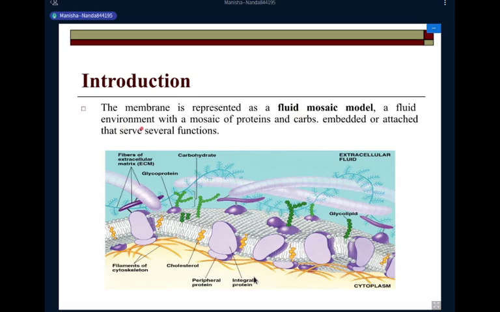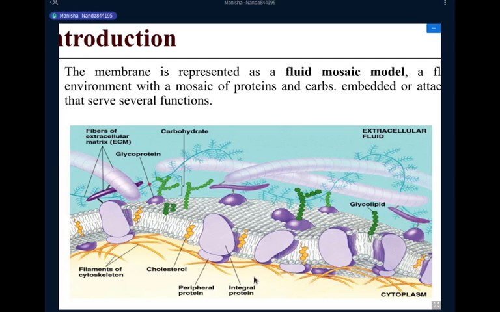So a fluid environment with a mosaic of proteins and carbohydrates which are embedded or attached, that serve several functions, right? Now if we take a close look at this membrane, here you can see a bilayer of phospholipids.